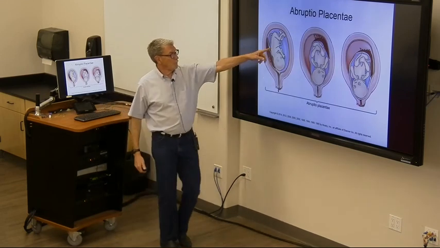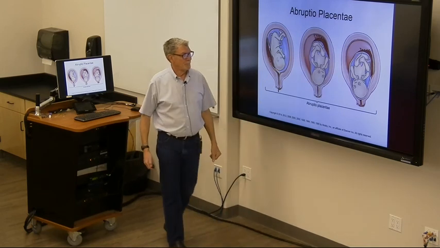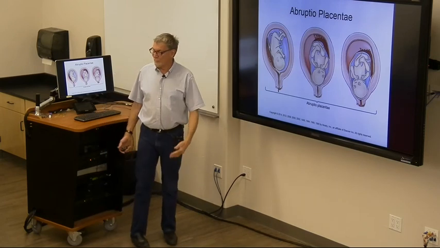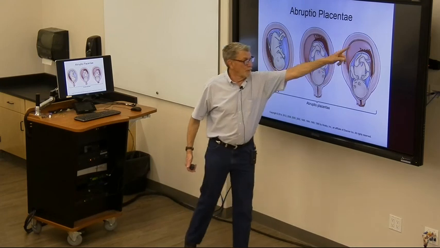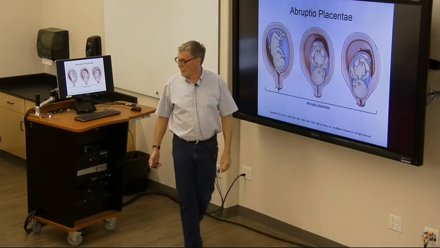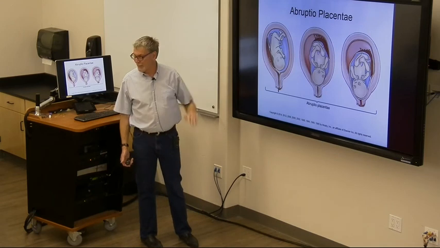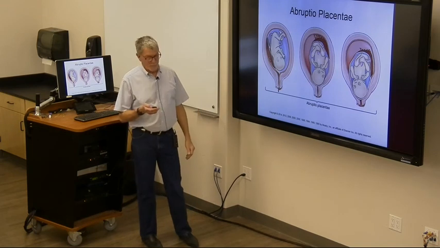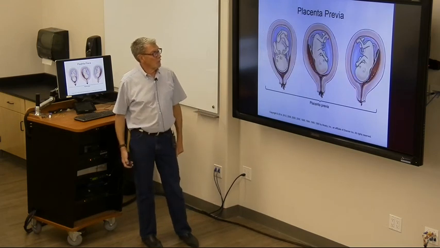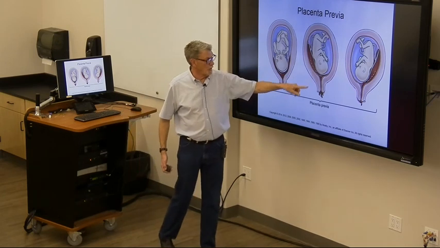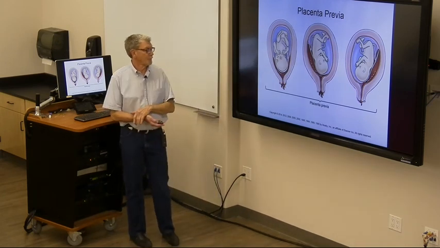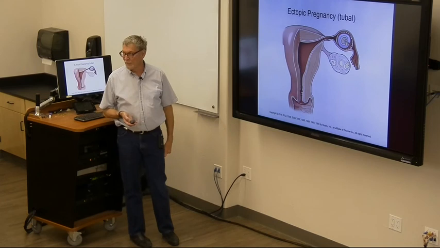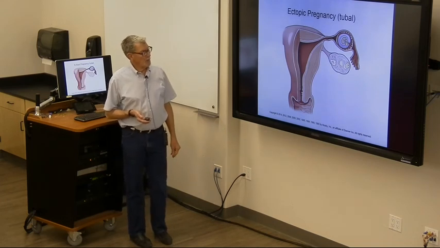Abruptio placenta, breaking loose. It's often fatal because the placenta has to be getting nutrients from the mother. The umbilical cord still is there, so I don't know if they can save some of them or not. Placenta Previa, the placenta is now covering the opening. Ectopic tubal pregnancy, growing out in the fallopian tube, uterine tube.